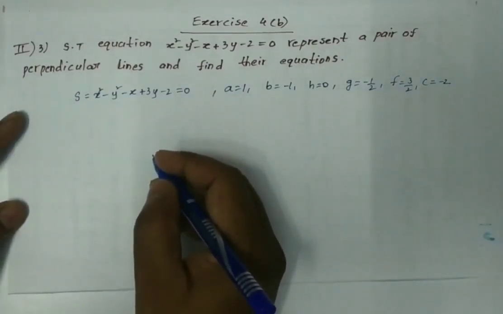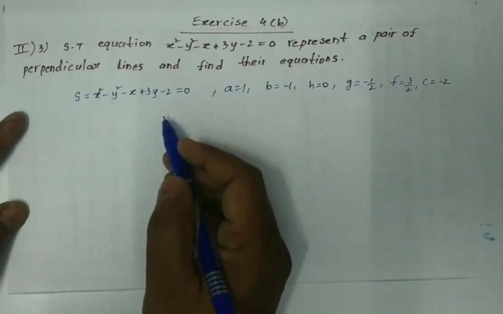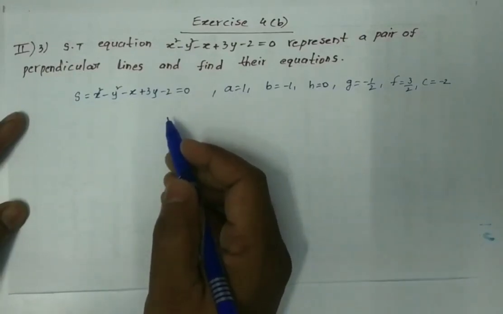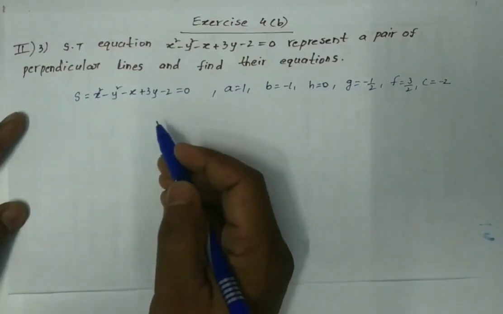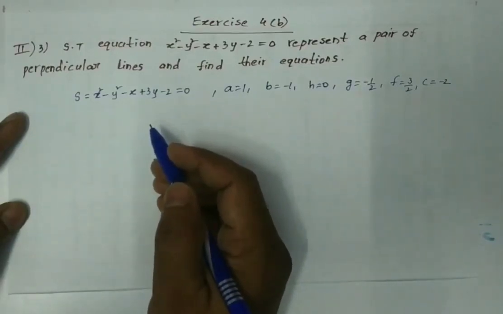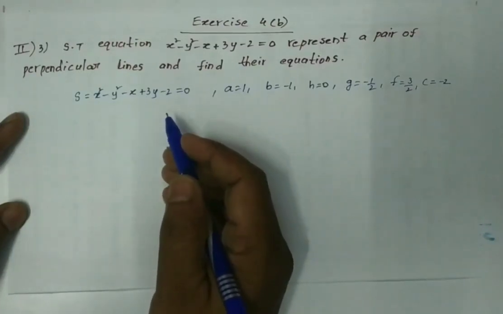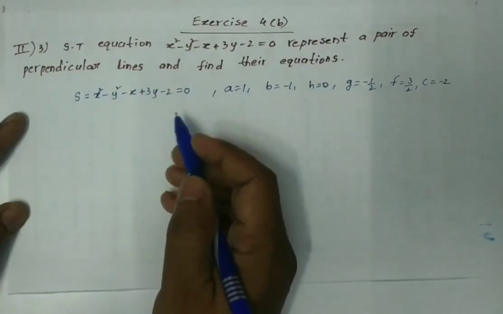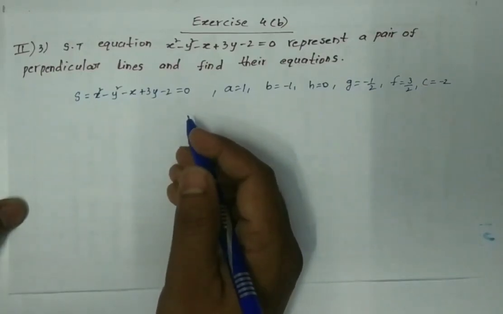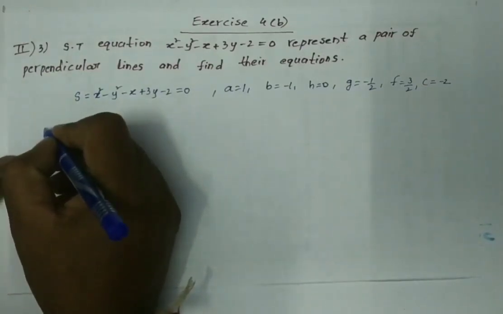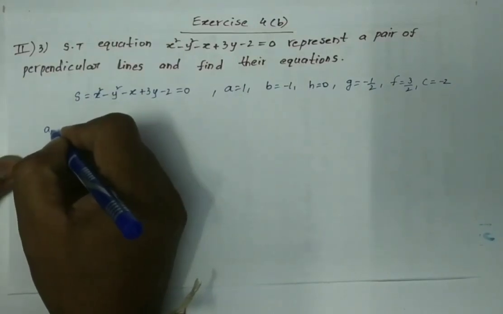To show that the given equation represents a pair of straight lines, we just have to check two conditions. The first is abc plus 2fgh minus af square minus bg square minus ch square is equal to 0. The second is h square greater than or equal to ab, f square greater than or equal to bc, g square greater than or equal to ac. So now let us see the first condition.